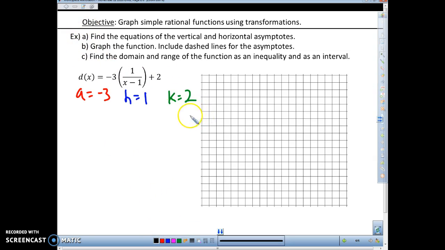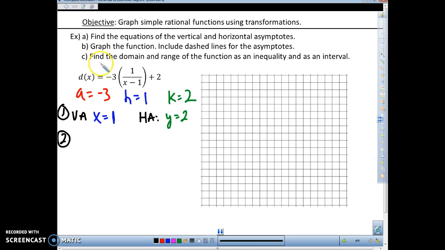So part A of this problem, they would like us to find the equations of the vertical and horizontal asymptotes. So in this part, our vertical asymptote, remember, is x equals h. My h value is 1, so therefore my vertical asymptote is x equals 1. My horizontal asymptote is y equals 2, and that's my k value. Y is always equal to k for your horizontal asymptote. That is y equals 2.